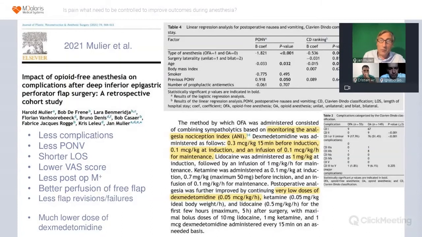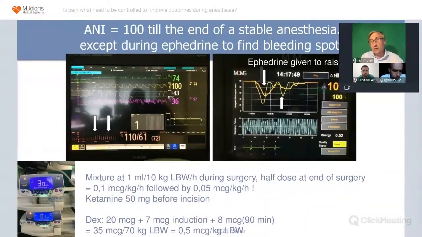We had fewer complications, less nausea and vomiting, shorter length of stay, so it was really fantastic, even better perfusion of the free flaps, and less flap revision and failure. So actually, the technique showed a very good improved micro-peripheral circulation. If we were using the higher dose dexmedetomidine, it was very easy to go up to 100% on the ANI. Only at the moment when we're giving ephedrine or a drug to change the blood pressure, you might see a drop, but that's normal because we are giving a sympathetic drug at that time.